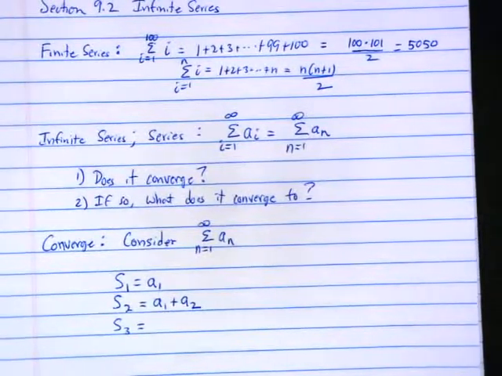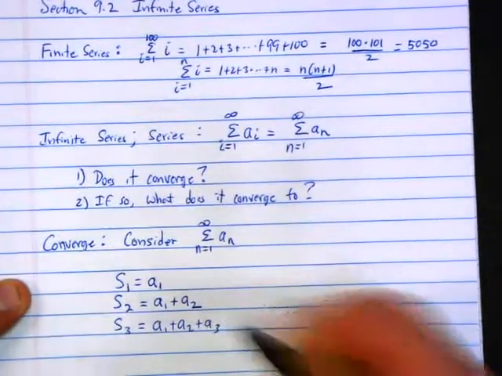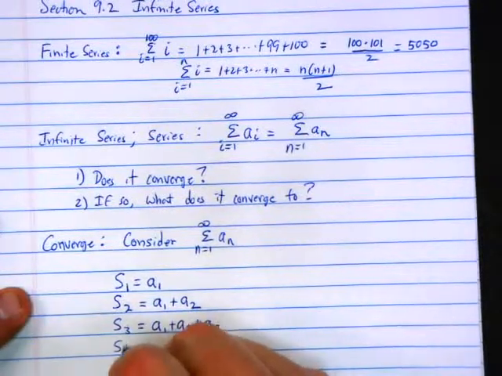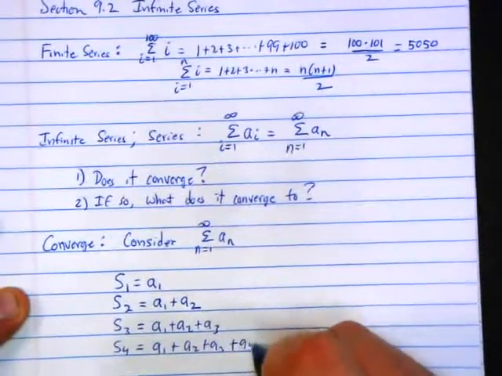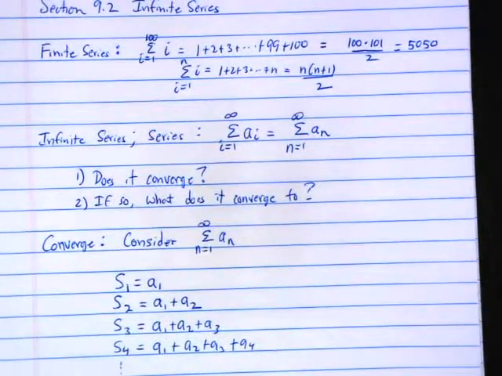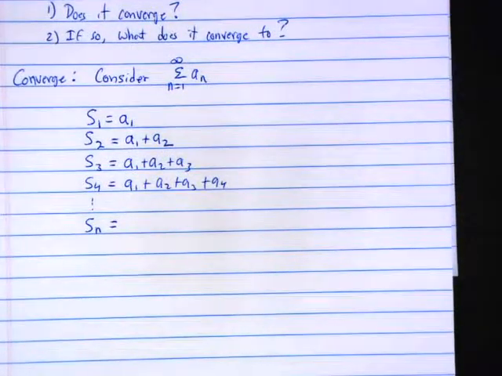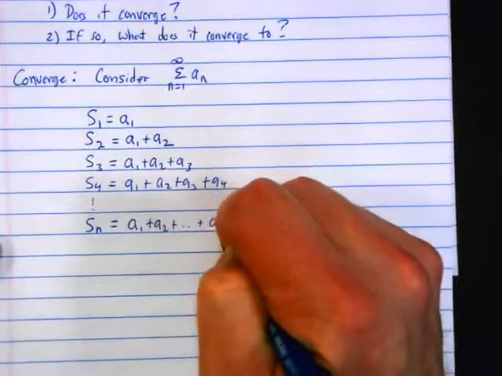What do you think S3 is going to be? I add the first three terms, a1 plus a2 plus a3. S sub 4 is a1 plus a2 plus a3 plus a4, so on and so forth, down to S sub n. What's S sub n going to be? a1 plus a2 plus a3, and we stop when we get to a sub n.